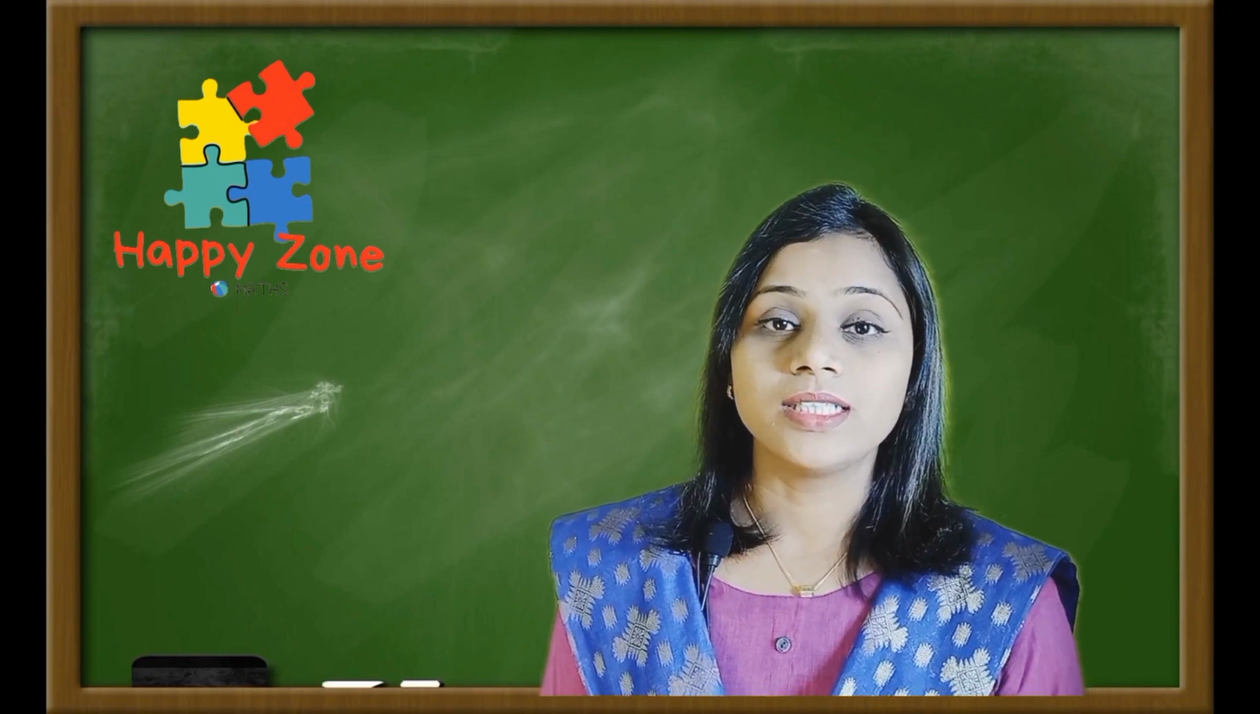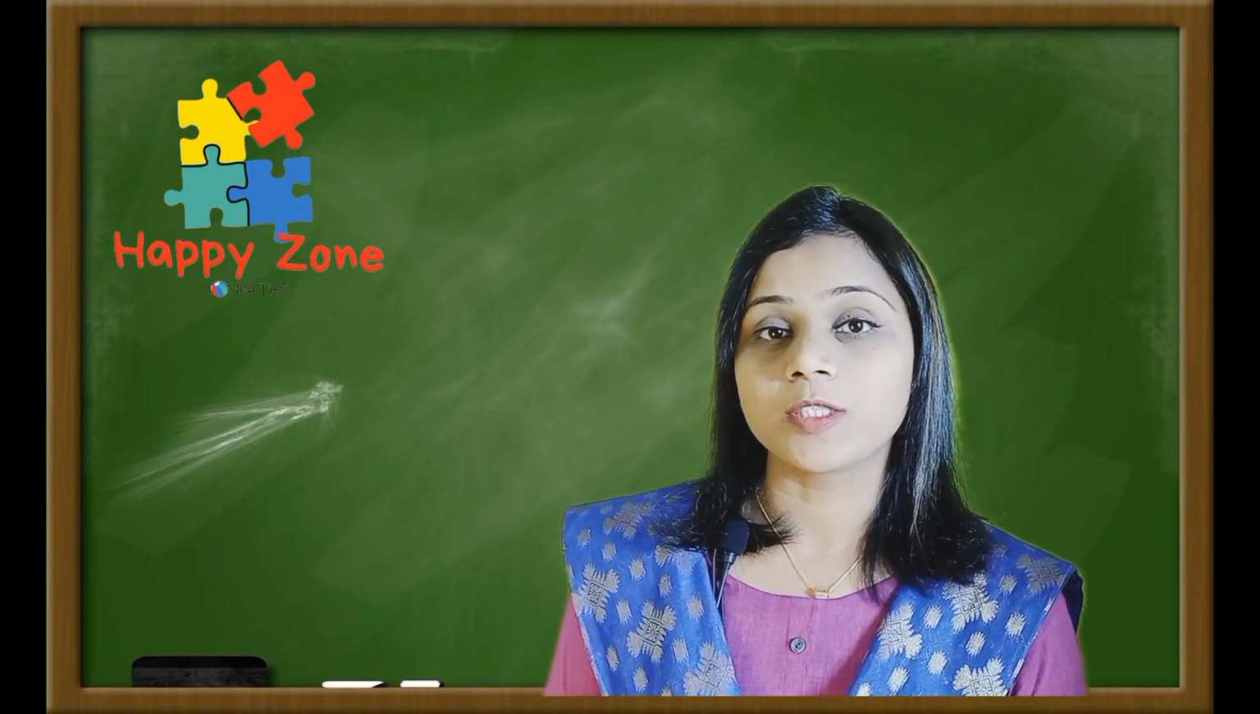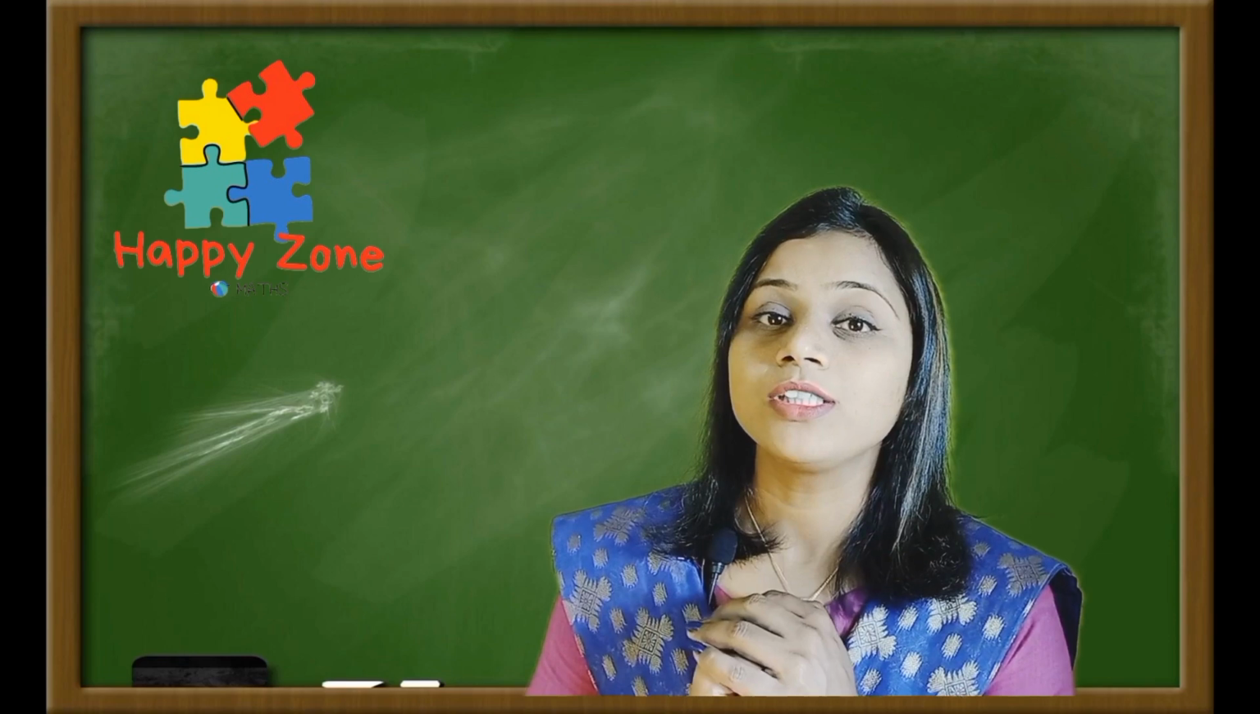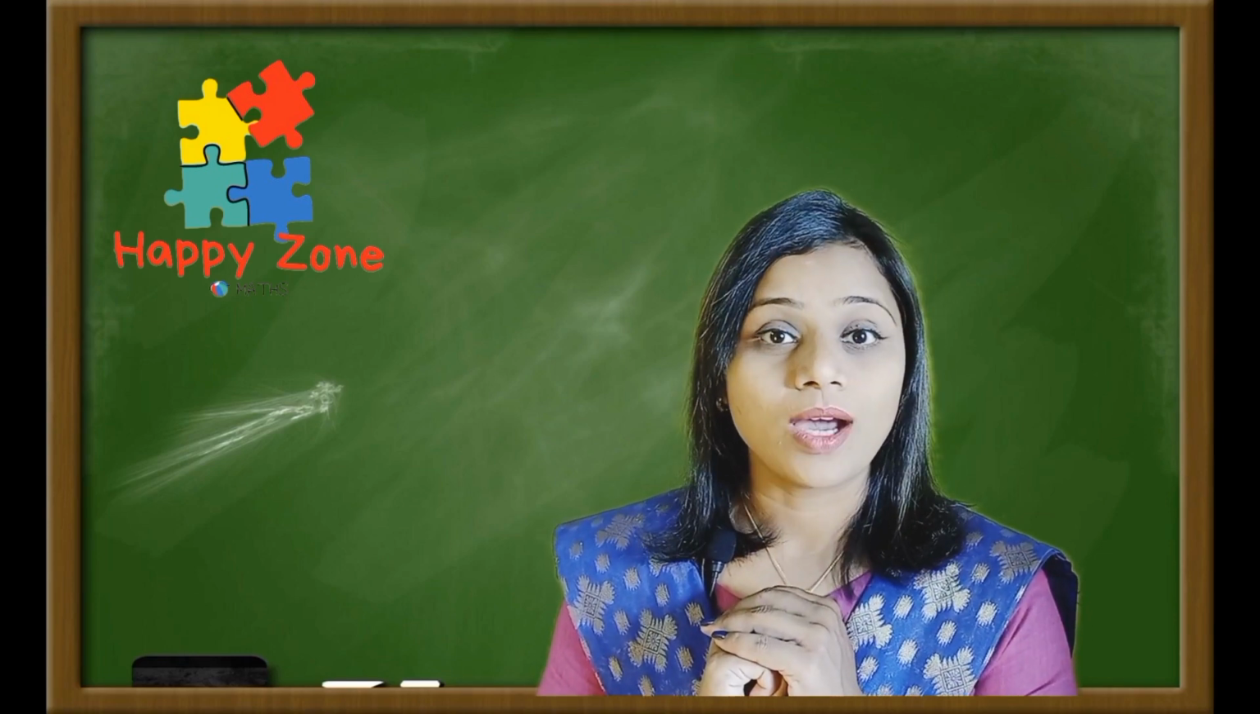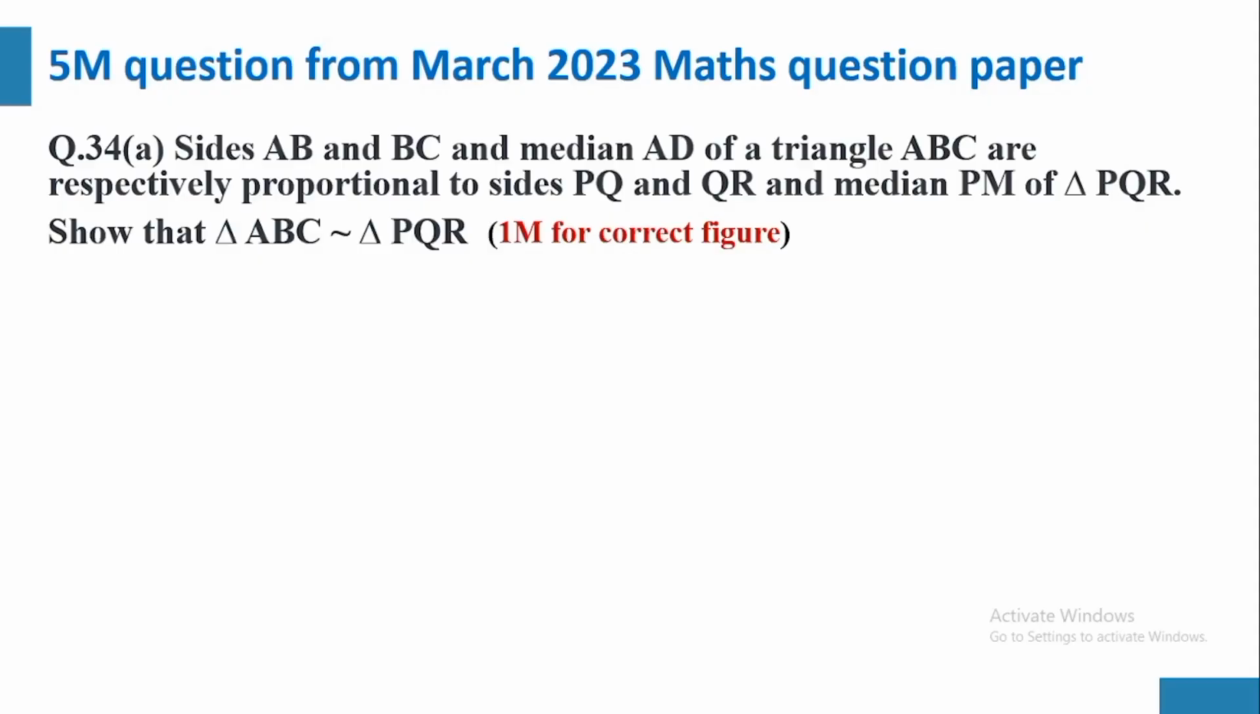Now, as I discussed in the last video, today I'm going to explain to you 10 things which you must know about triangles. Why? Let me show you why. This year when I was correcting board papers, there was a question asked in the Standard 10 CBSE board exam of March 2023. Sides AB and BC and median AD of triangle ABC are respectively proportional to sides PQ and QR and median PM of triangle PQR. Show that triangle ABC is similar to triangle PQR.